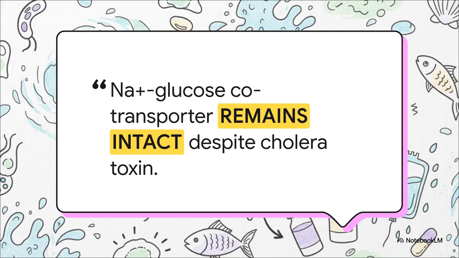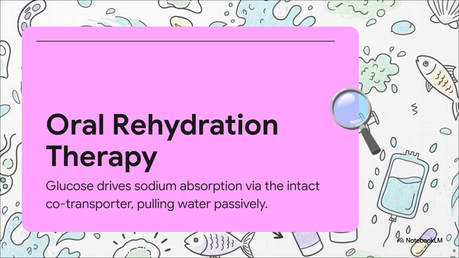But wait, here is the answer to that crazy paradox we talked about at the very beginning. As catastrophic as this toxin is, the sodium-glucose cotransporter remains completely intact. It's totally unaffected by the cyclic AMP surge. That right there is the absolute critical vulnerability of the cholera pathogen. Which leads us to oral rehydration therapy, or ORS.